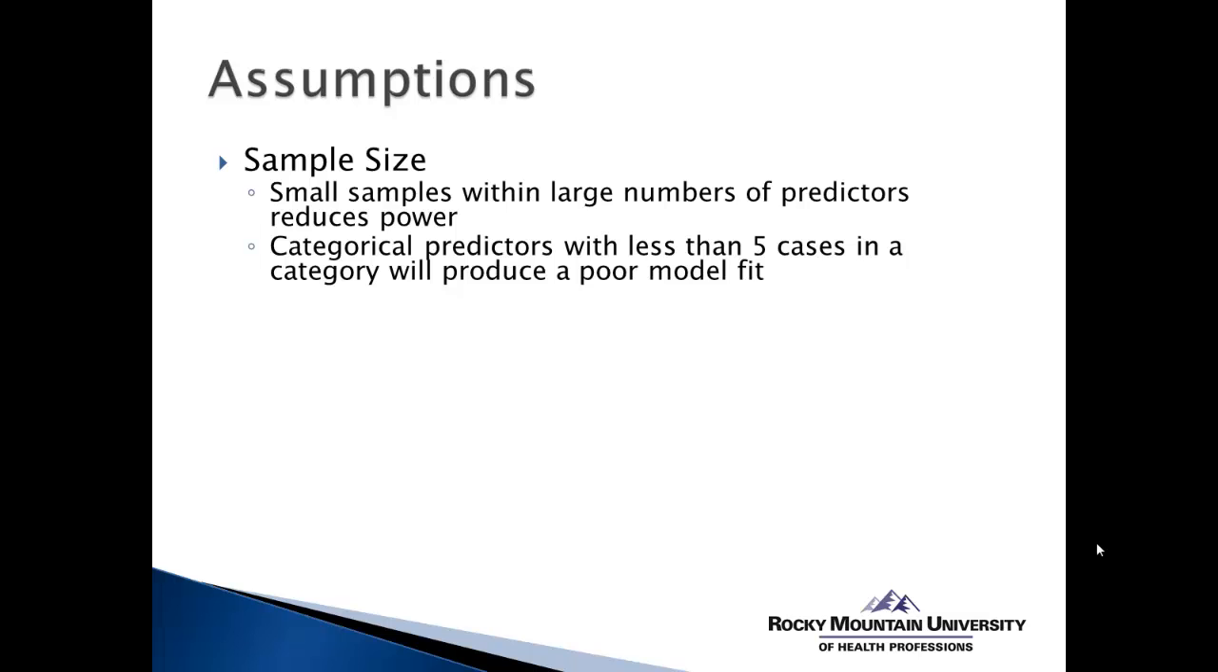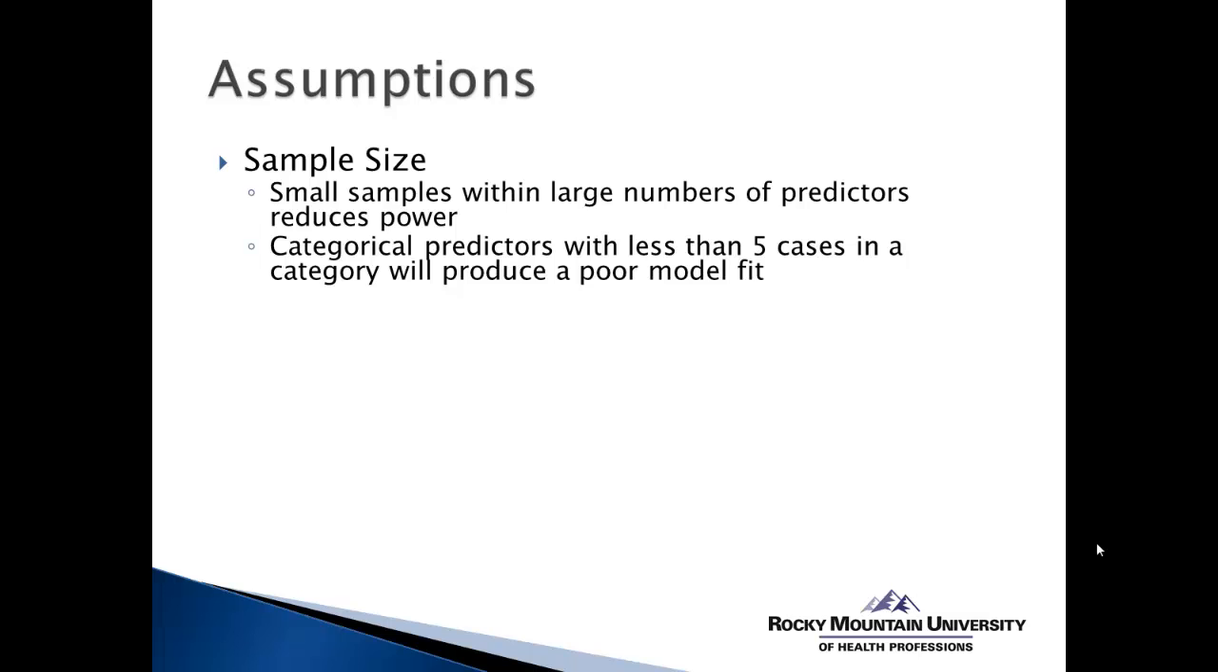Another issue we run into is if we are using predictor variables or independent variables that are categorical in nature, and we possibly have less than 5 cases in one of those categories. So let's say we're saying that someone either lives in a rural setting or lives in an urban setting, and we're using that as a predictor. If I've got less than 5 people that fall into the rural category, that's going to significantly affect how well the model is going to be able to predict.